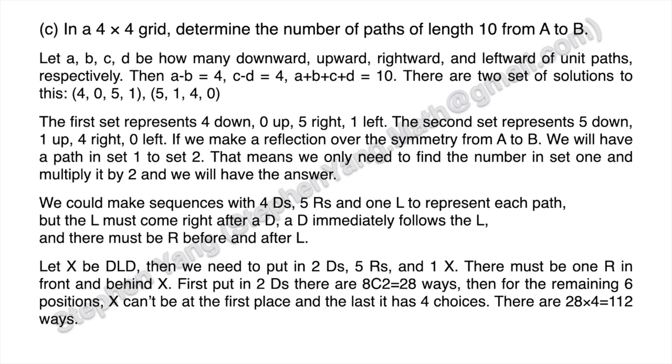So let X be DLD. Then we need to arrange 2 D's, 5 R's, and 1 X. And there must be 1 R in front of and behind X. So now let's put in the 2 D's, and there are 8 choose 2, which equals 28 ways. And then for the remaining 6 positions, X can't be in the first or the last position, so you have 4 choices. So there are 28 times 4, which equals 112 ways.